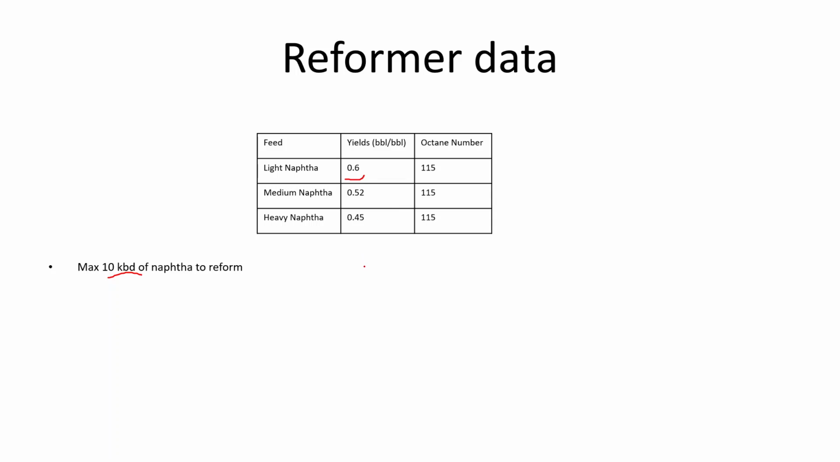So these are the yield numbers. Basically, we have dy, which is the yield, equal to 0.6 of the light naphtha. So it's a very straightforward linear relationship. And then this yields the reformed gasoline from the light naphtha. It has this octane number, the same octane number for all of the reformed gasoline.